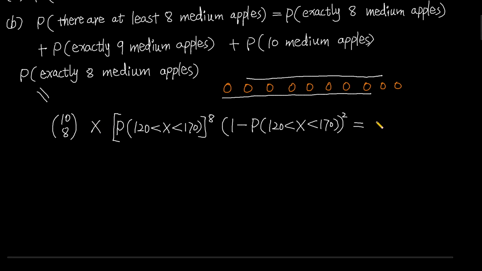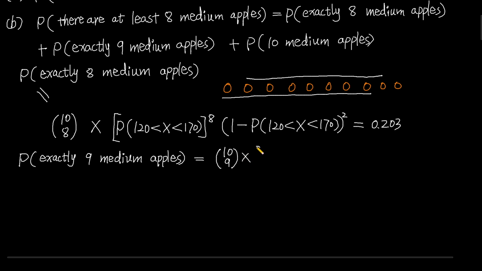The answer is 0.203. Now, the probability that there are exactly 9 medium apples. So this equals 10 choose 9, multiplied by the probability that the apple is a medium apple to the power of 9. There are 9 medium apples. I multiply the probability that the apple is not a medium apple, which is 1 minus the probability that the apple is a medium apple.